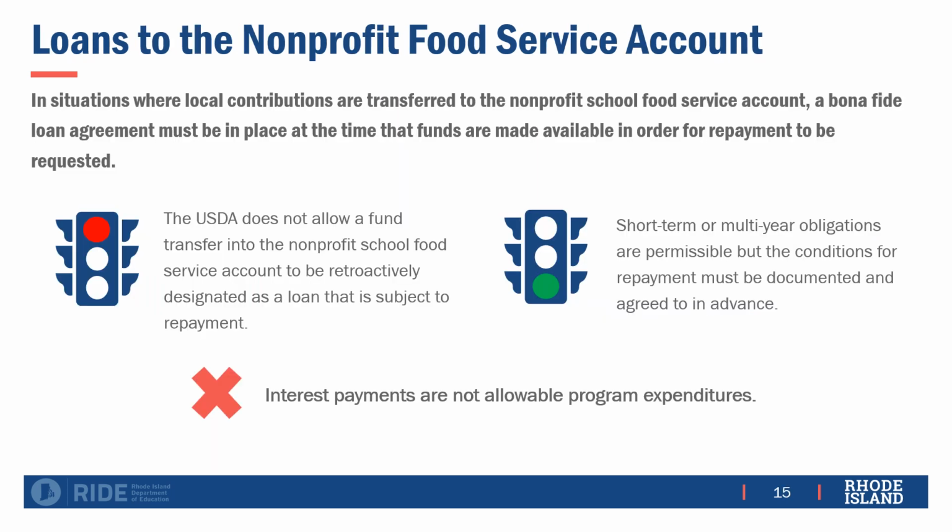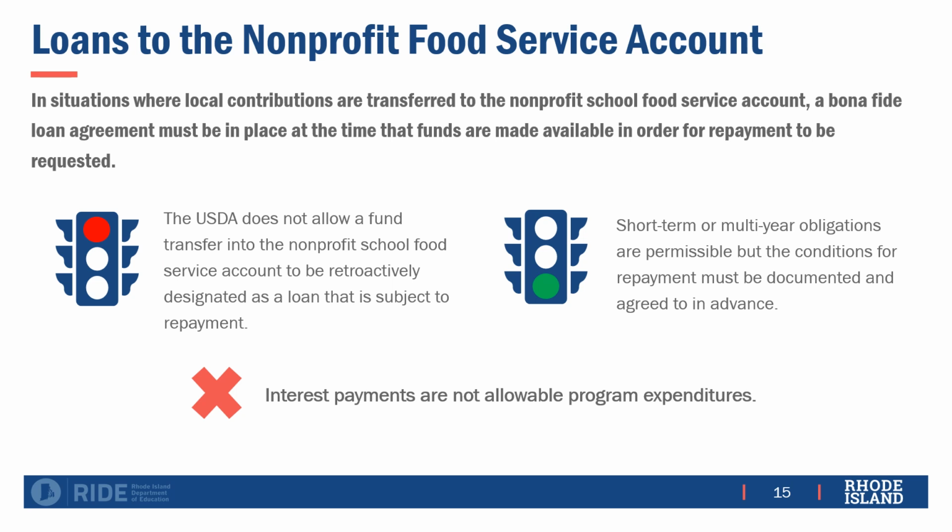In an ideal situation, the school nutrition program will operate in a way that is self-sufficient and does not require the infusion of additional funding outside of those revenue streams already discussed. However, there are situations in which local contributions may be required to be transferred into the nonprofit school food service account to cover temporary cash flow shortages, support the purchase of large equipment items, to cover an operational deficit, etc.